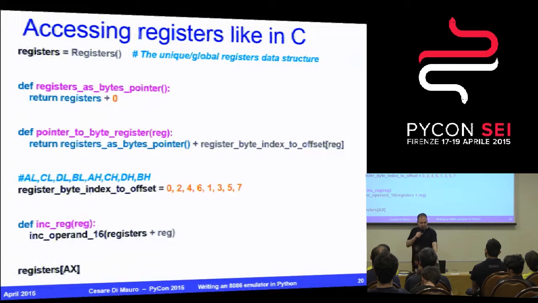If I need, for example, to have a pointer to a 16-bit register itself, I use the increg function, which shows that. This way I get a pointer to the 16-bit register, like I do in C. And if I want to read the register, I just put the register index in square brackets, like I do in C, since registers is just an array of 16-bit values.